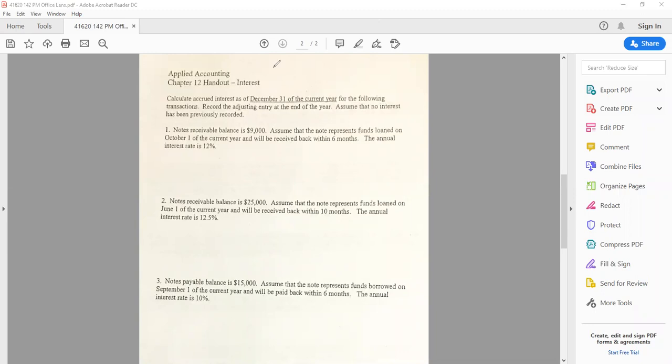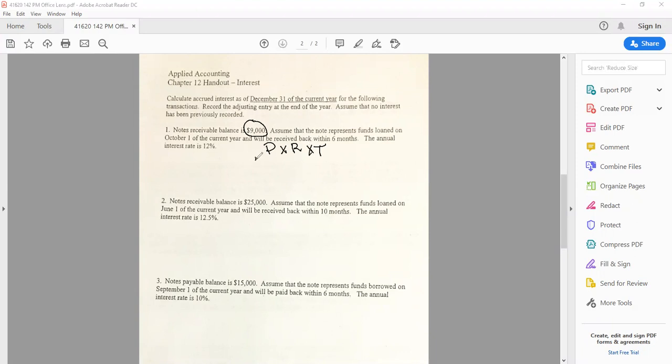So number 1, it says notes receivable has a balance of $9,000. I'm going to go ahead and circle that. It says assume that the note represents funds loaned on October 1st of the current year and will be received back within 6 months. The annual interest rate is 12%. So remember that everything in this chapter on interest is going to be calculated by taking the principal times rate times time. Principal times rate times time.